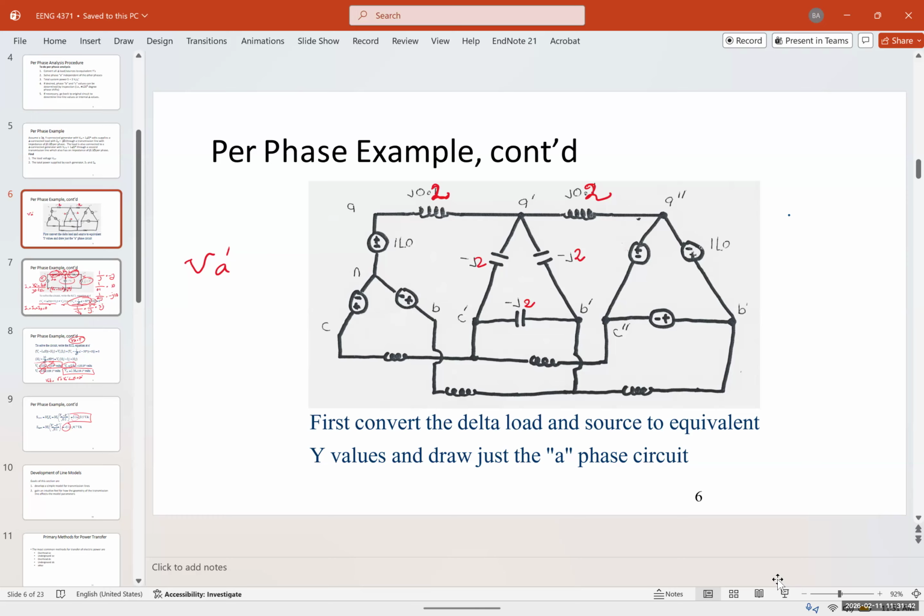I have a paper. Please first draw the single phase, the per phase, and then solve it.